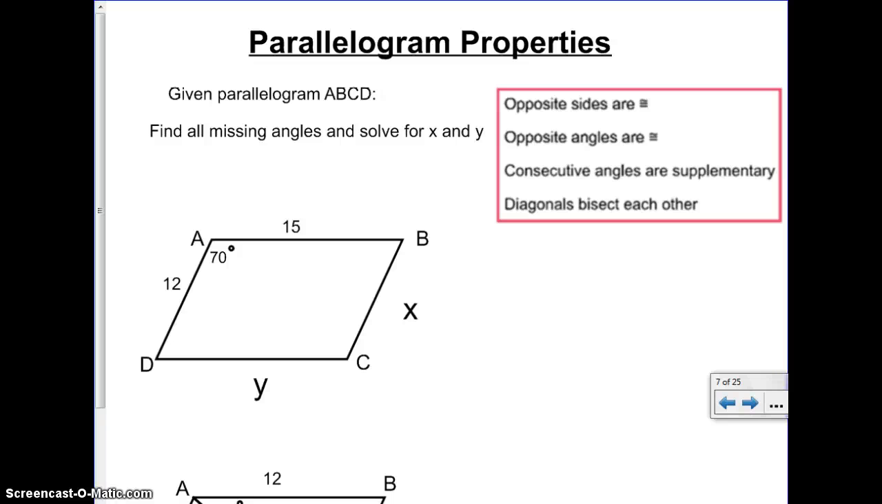Hey, geometry students, now we're going to look at parallelogram properties. There's four major properties you're going to see. Number one, opposite sides are congruent.